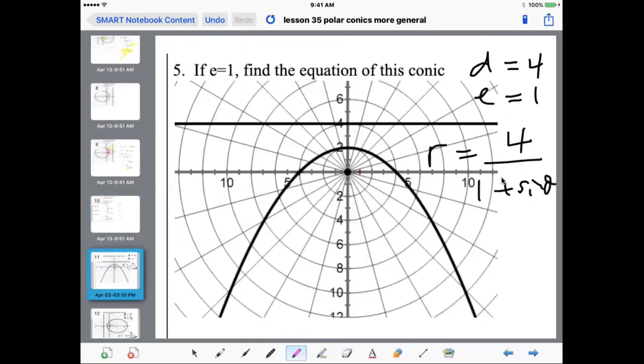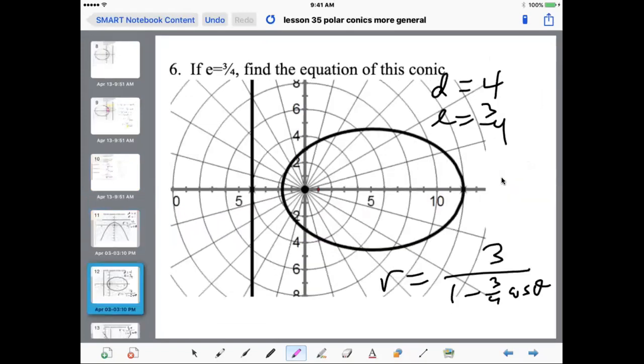Here are some other answers. Maybe for this conic, we know what E and D are. And then we just plug it into the ED over 1 plus sine theta because the directrix was above the x-axis. This is left-right with the cosine with x equals negative, so we should get a negative there. E is 3/4, that's given. D we could see is 4. D is never negative. D is just the distance, so it's 3 over 1 minus 3/4 cosine theta.